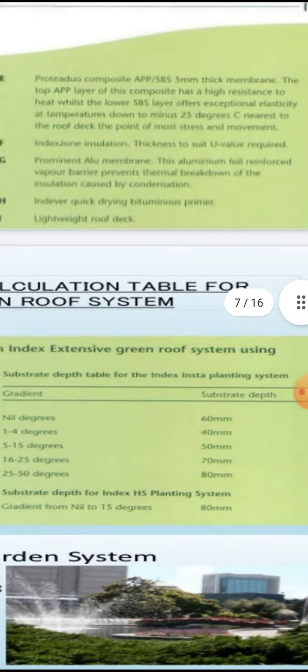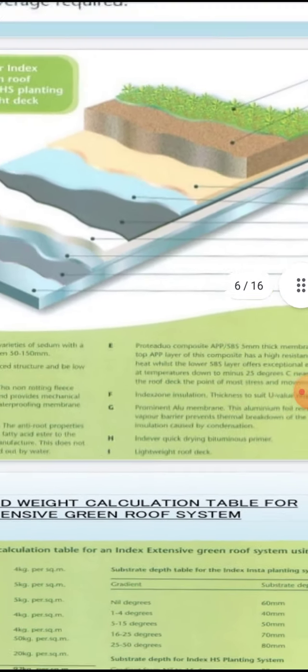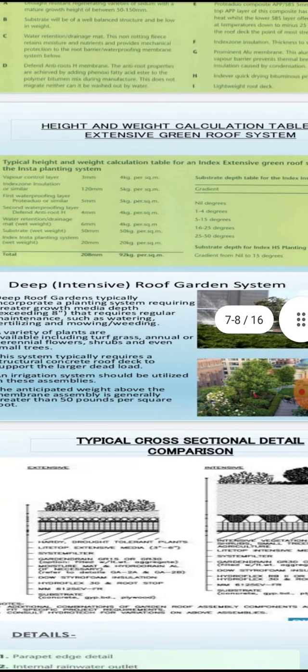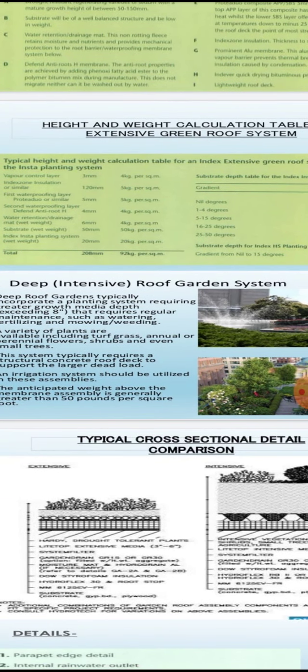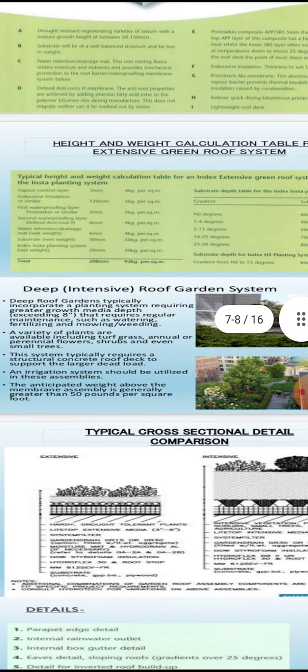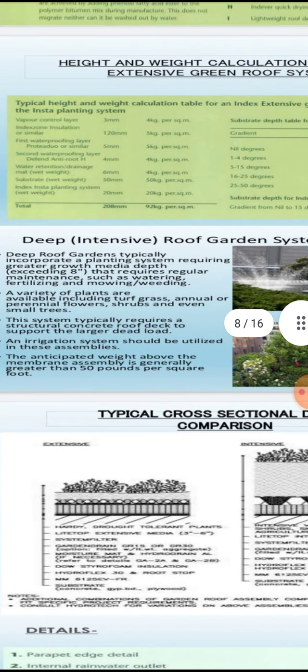So at the angle of 25 degrees. Like this, you remember this diagram for the terrace garden. Different structures are there. Then the height and weight calculations as per the table. Extensive green roof system. So this green roof system is there.